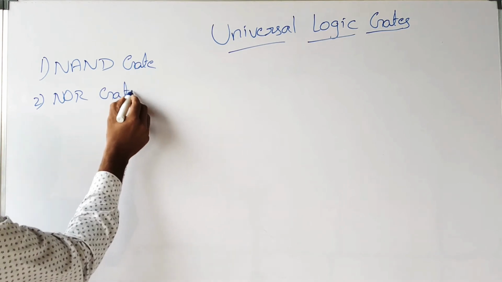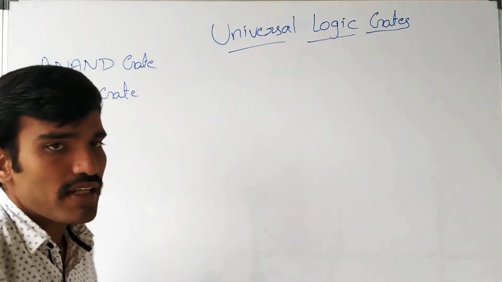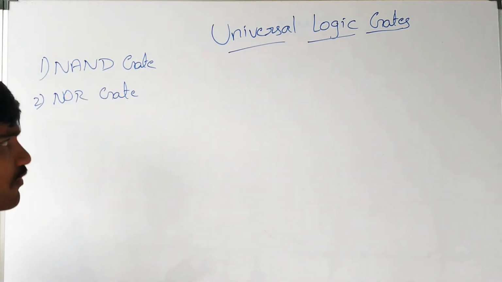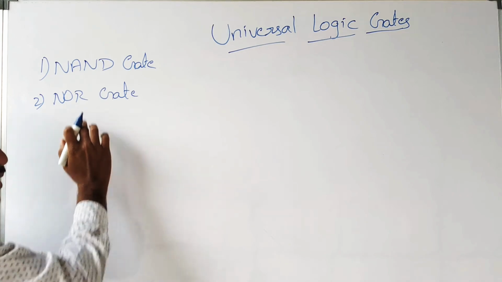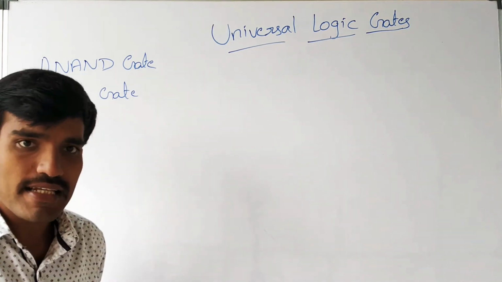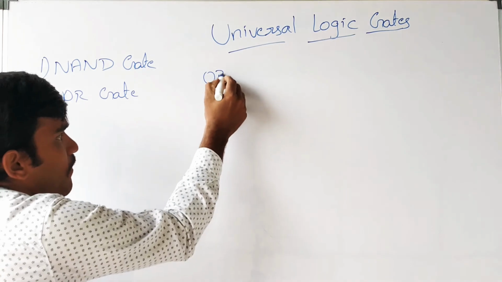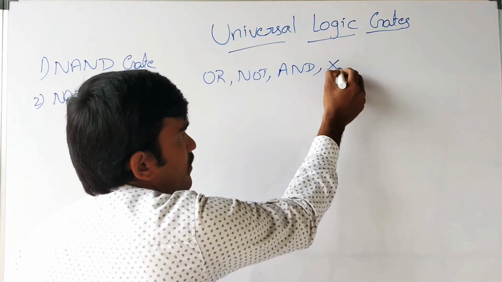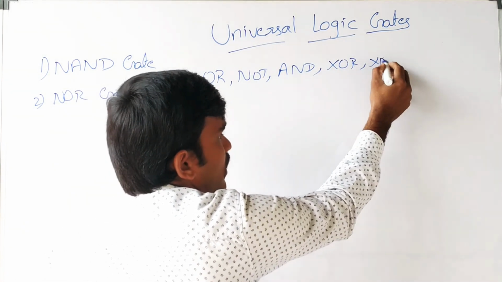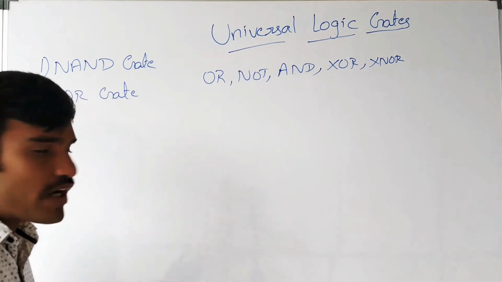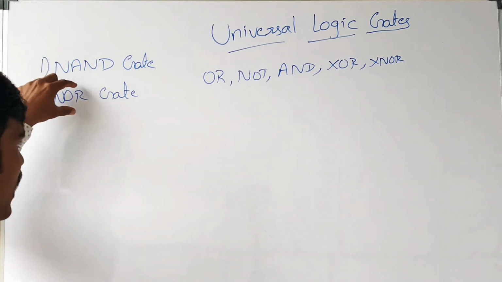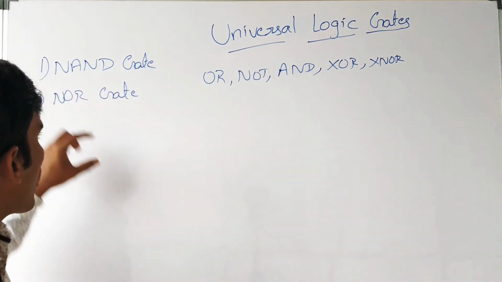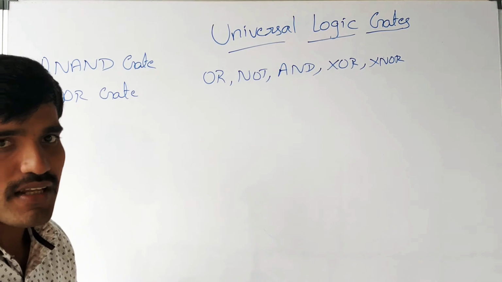Why are the NAND and NOR gates called the universal logic gates? Because by the repeated use of either the NAND gate or the NOR gate, we can construct any gates such as the OR gate, NOT gate, AND gate, XOR gate, and XNOR gate. That means by repeatedly using the NAND gate or the NOR gate, we can construct any gate. In this way, NAND and NOR gates are called the universal logic gates.